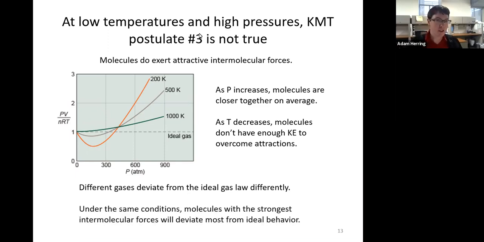Under the same set of conditions, for the same temperature and same pressure, molecules that we could identify as having strong intermolecular forces, so molecules that might interact through hydrogen bonding or be polar or have very strong London dispersion forces because of large molar mass, will deviate the most from ideal behavior.